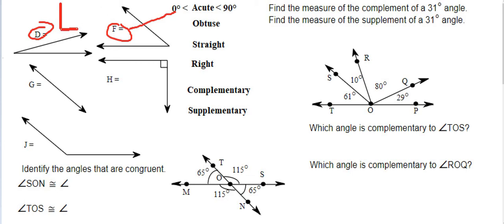And we can define the next term, right. A right angle would be 90 degrees. You can always tell that it's 90 degrees because it will have that little square around it. So that tells us it's 90 degrees. An obtuse angle is somewhere between 90 and 180. An obtuse is always going to look bigger than 90 degrees. So that's going to be angle J down here.